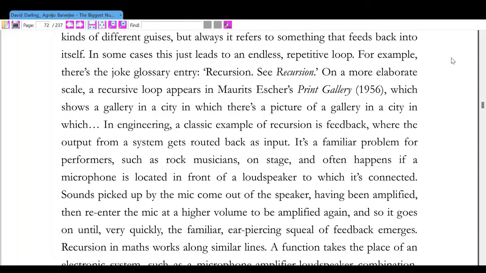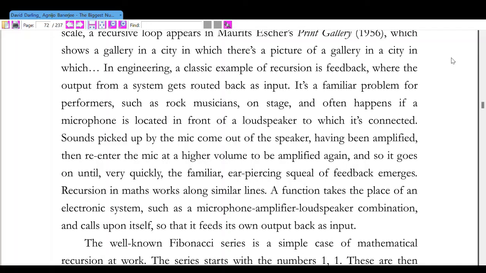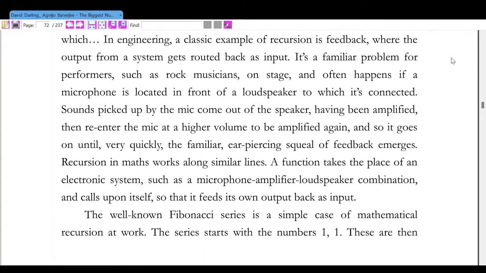On a more elaborate scale, a recursion loop appears in Maurits Escher's Print Gallery, 1956, which shows a gallery in a city in which there's a picture of a gallery in a city in which... In engineering, a classic example of recursion is feedback, where the output from a system gets routed back as input. It's a familiar problem for performers such as rock musicians on stage, and often happens if a microphone is located in front of a loudspeaker to which it is connected.